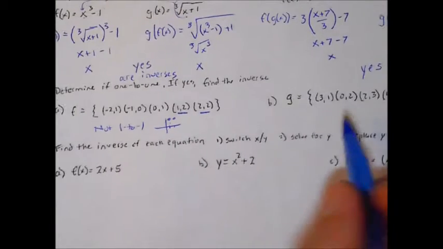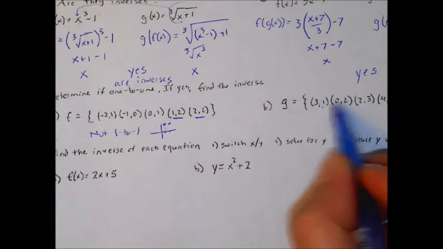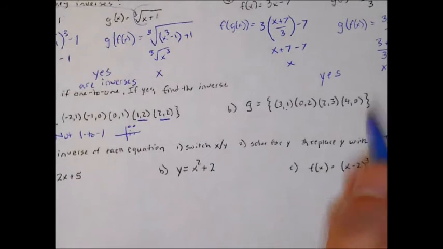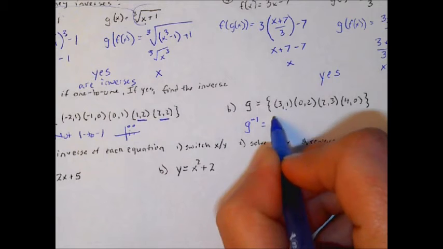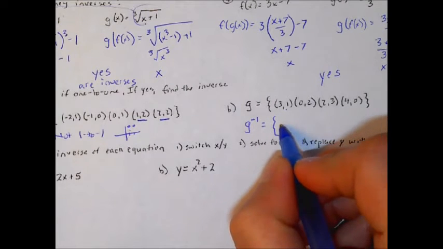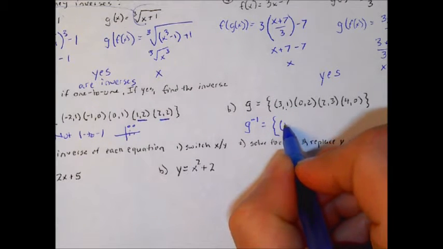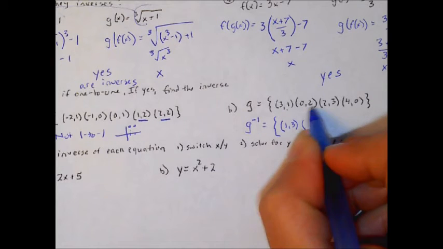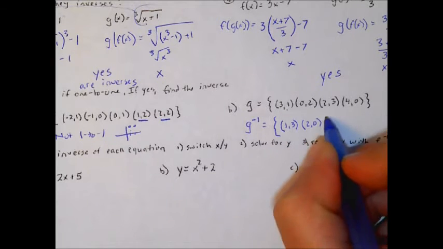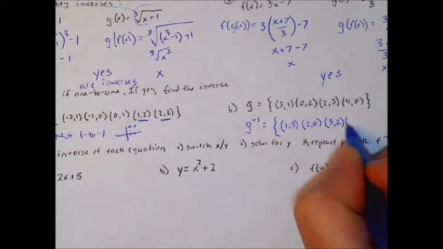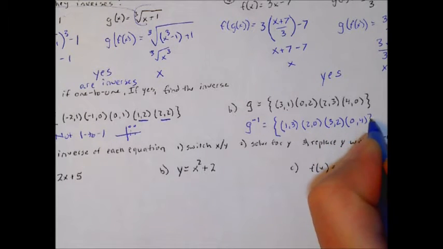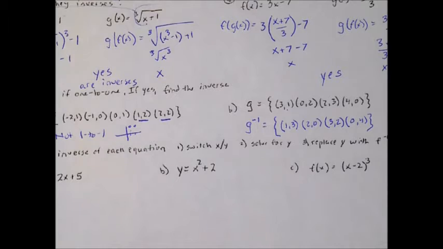This one here though, looking at all these points, they're all going to be different. So this is the notation we use. We say the inverse of g, and remember for the inverse, we switch the x and the y. So (3, 1) becomes the point (1, 3), (0, 2) becomes (2, 0), (2, 3) becomes (3, 2), and (0, 4) becomes (4, 0). And that's how you find the inverse.